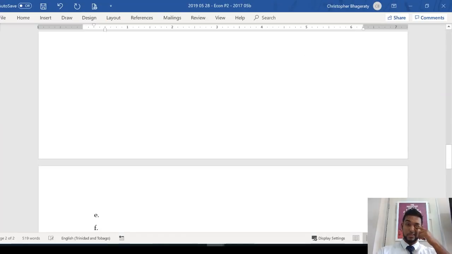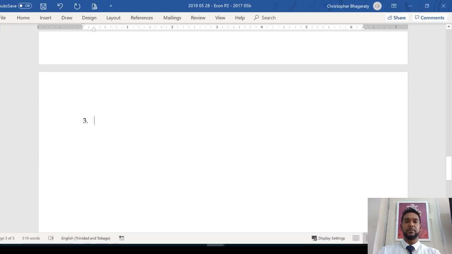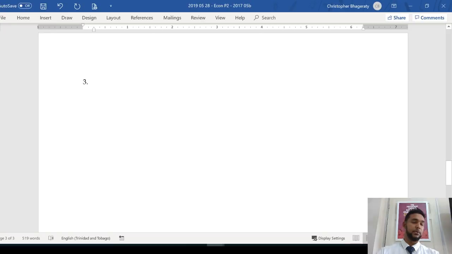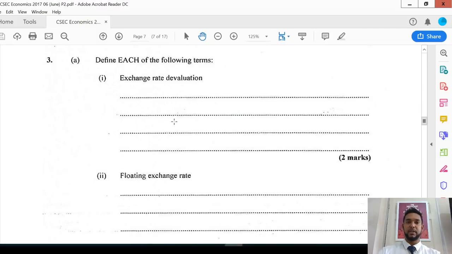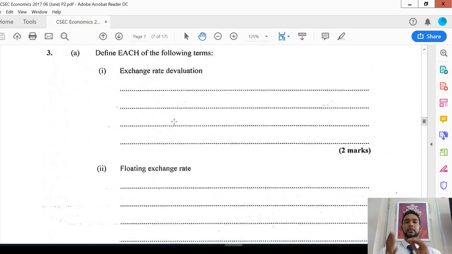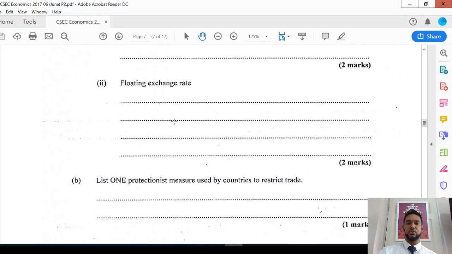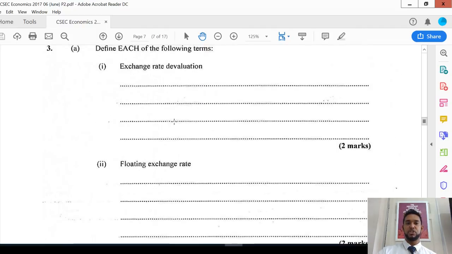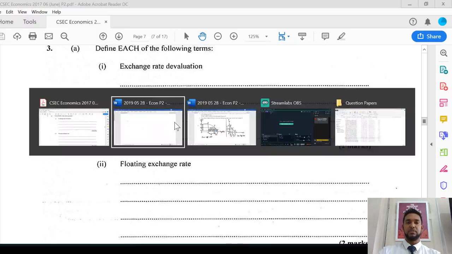So let's take a look at question 3 and see if we could make some headway there. Maybe question 3 and question 4. We did start a bit late, so we mightn't get to all questions. Define each of the following terms: exchange rate devaluation, floating exchange rate. List one protectionist measure used by countries to restrict trade. So let's start with the first one: exchange rate devaluation.